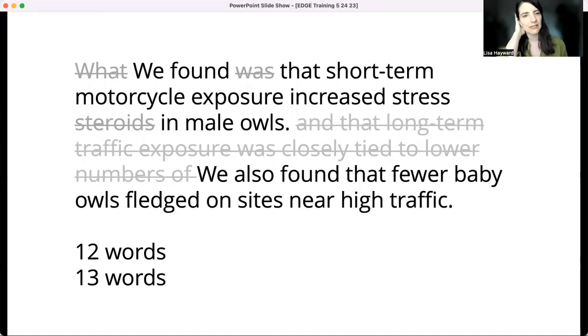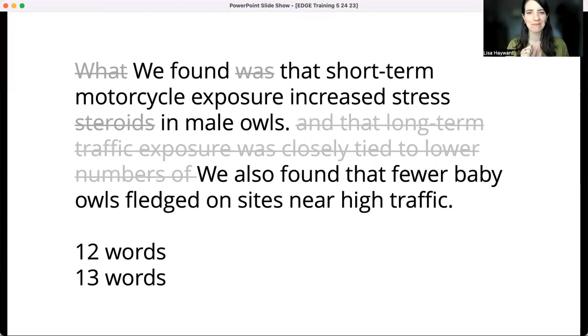Yes, we can. And we can find phrases that have extra words like, what we found was that. We just need to say we found that. That's much better, much more succinct. I've been doing science writing and science communication for a long time. And I still always find phrases with extra words. And every time I can cut out those extra words, it's very satisfying.